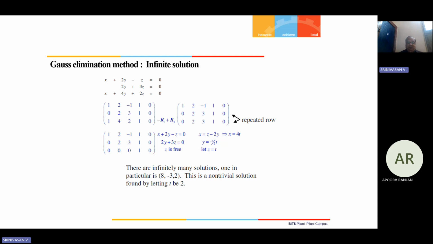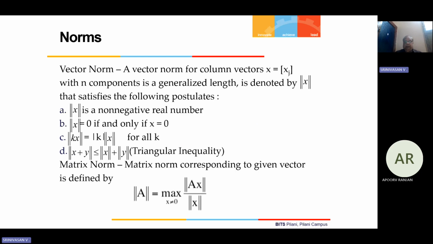For example, he says here one in particular is 0, minus 3, 2. Supposing z equal to 2, you get minus 3 by 2 into 2, minus 3. This is one of these many solutions. So this is yet another example where you will come across a unique solution, no solution, and infinitely many solutions. These are all possible.